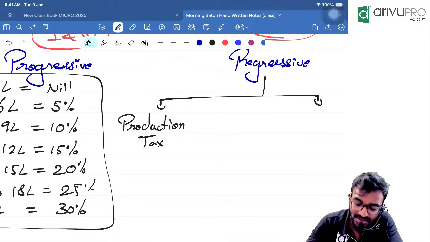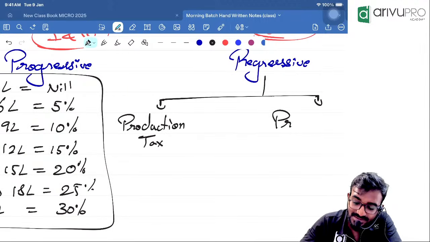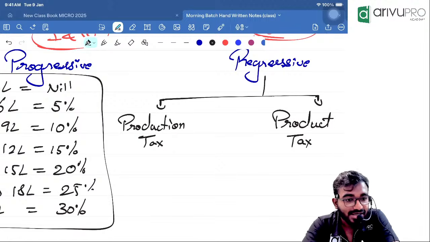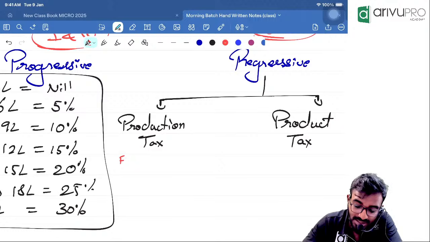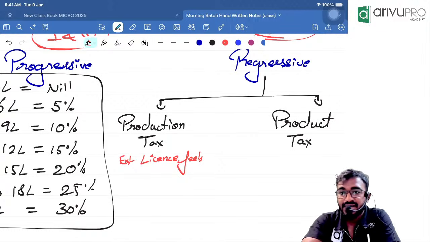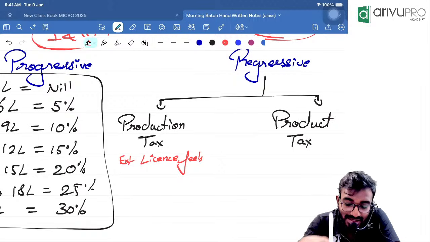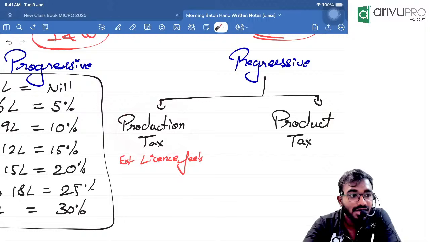Production tax and product tax. What is it? There are two types of indirect tax. Production tax, for example, license fees. What is it? License. Suppose you are planning to start any new manufacturing, you need to take a license. For that, you need to apply for the license. You are paying license fees. That license fee will come under the production tax.